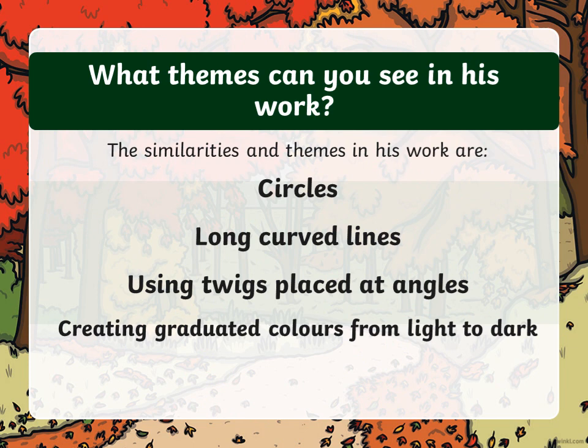The similarities and themes in his work are circles. Often he's putting the leaves or sticks into circles. He does long curved lines. He uses twigs placed at angles. He creates graduated colours moving from light to dark, and he's done that with the leaves and also with the pebbles as well. At the beginning of the presentation, there were 2 pieces of his work that created a teardrop shape as well. When you create your work, try and use 1 or 2 of these themes.